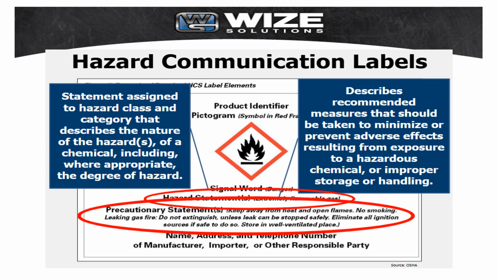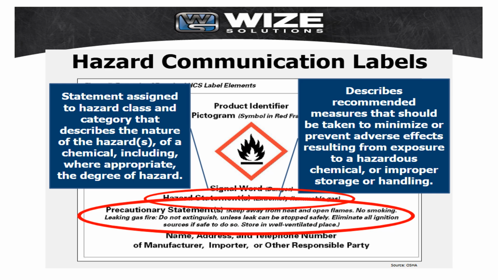A hazard statement is a statement assigned to a hazard class and category that describes the nature of the hazards of a chemical, including, where appropriate, the degree of hazard. Example: fatal if swallowed. The hazard statements for a hazardous chemical describe the hazards in text in a simple, direct manner. There is a hazard statement for each hazard category of a hazard class, and it will vary depending on the degree of hazard.